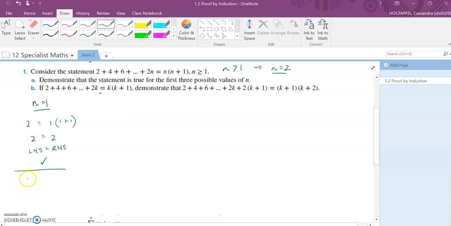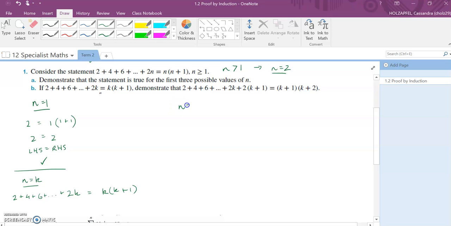Now what I'm going to do is assume that the kth case is true. So I'm going to assume that this is true. I don't actually know for certain, I'm assuming. So if I substitute this value in for k, now I don't know what the number k is, so I'm just going to write 2 plus 4 plus 6 plus and so on, all the way up to 2k, whatever that happens to be. And that should be equal to k times (k plus 1). Okay, so I'm assuming that this is going to be true. Now I'm going to use this information to help me answer the final statement, or to test the final statement.